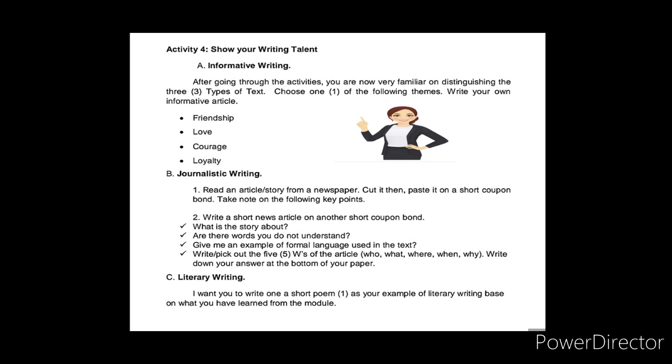Did you get it? Very good. Number 2, under journalistic writing, write a short news article on short bond paper or on your notebook. It will cover the following questions. What is the story about? Are there words you do not understand? Give me an example of formal language used in the text. Write or pick out the 5 W's of the article: who, what, where, when, why. Write down your answer at the bottom of your paper.